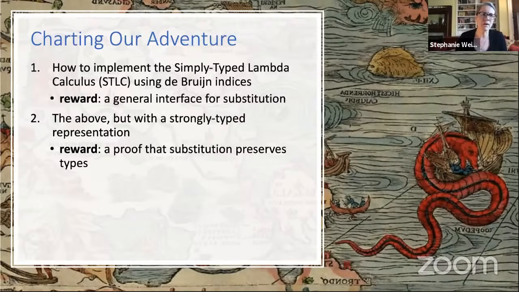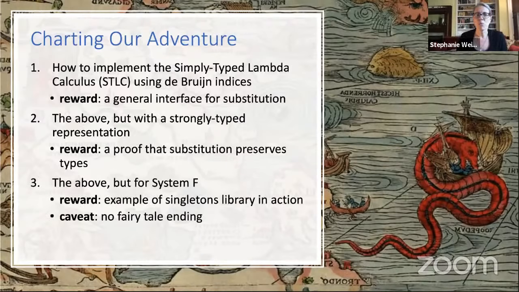And then in the third part of the talk, we're going to take what we've seen in the first two parts and apply it to System F. That's where we will talk about a strongly typed representation for System F. And for this particular part, I'm going to draw on this library called singletons. That's going to really help me do the type level programming to express how the System F types work in my representation.